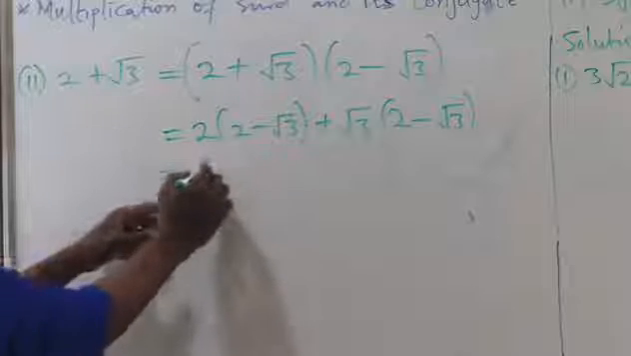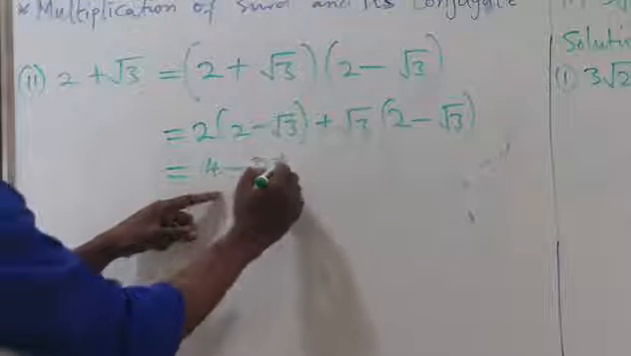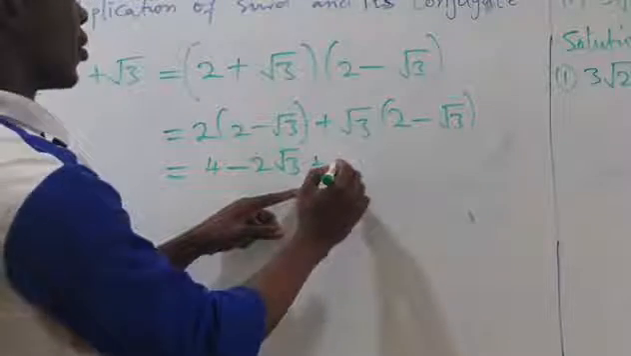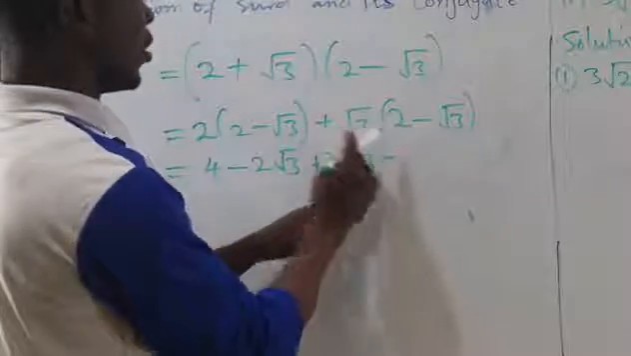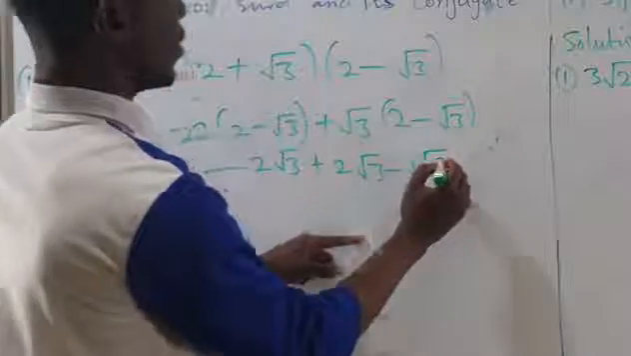2 multiplied by 2, that's 4. 2 multiplied by minus root 3, that is minus 2 root 3. Plus root 3 multiplied by 2, that is plus 2 root 3. Plus times minus, minus. Square root of 3 multiplied by square root of 3, that is square root of 9.